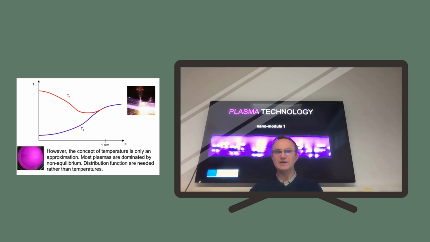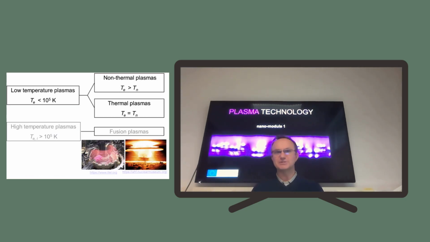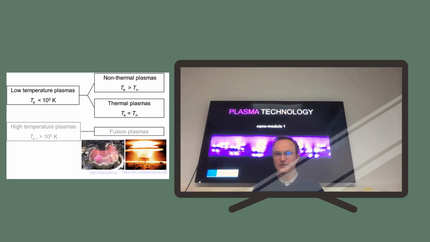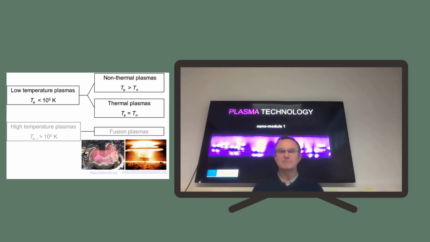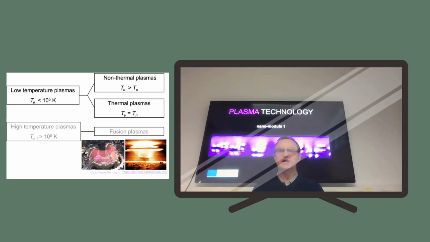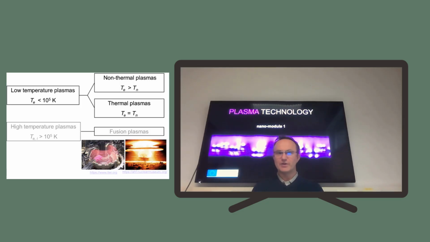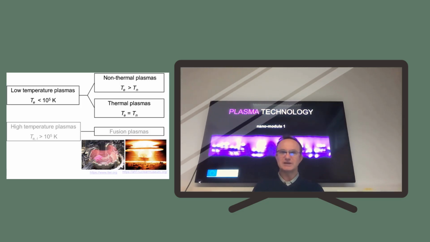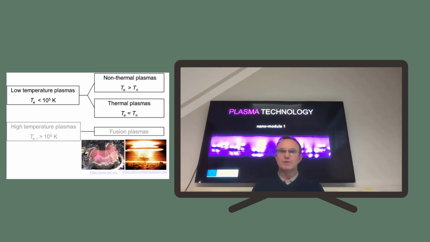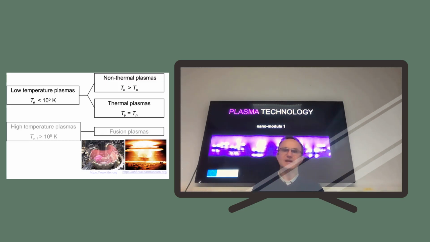And with this in mind, we can classify all plasmas in two big groups. Those groups are low temperature plasmas, where the temperature of electrons is below 100,000 Kelvin, and high temperature plasmas, where the temperature of electrons and ions is above 100,000 Kelvin. Why is this number important? Because this is the amount of energy which is required to break the Coulomb barrier between the particles and to start what is called the fusion process. And so we have high temperature plasmas.